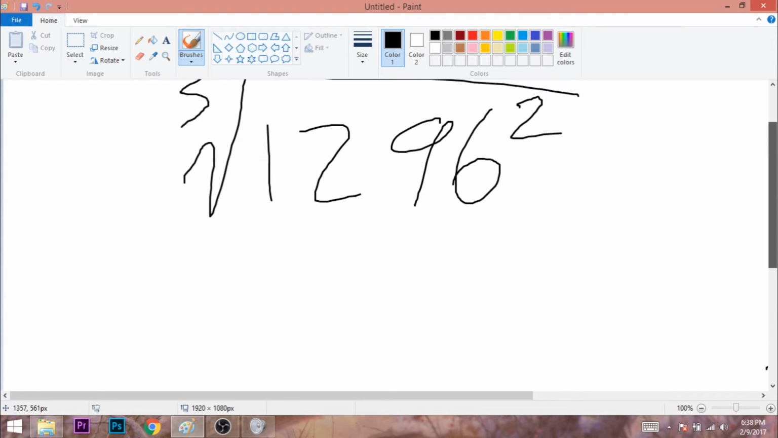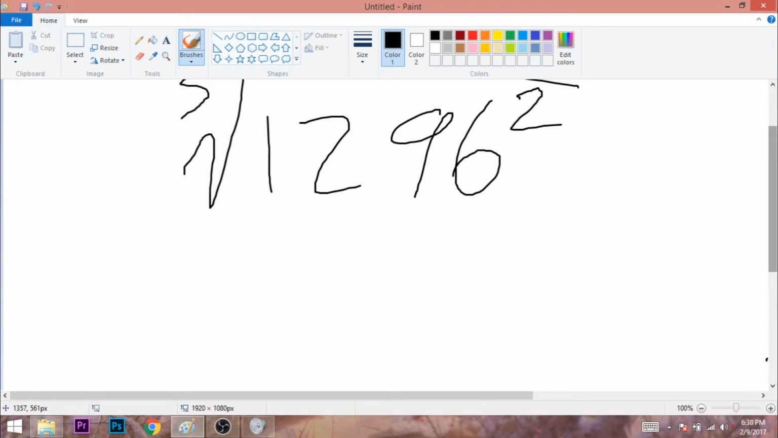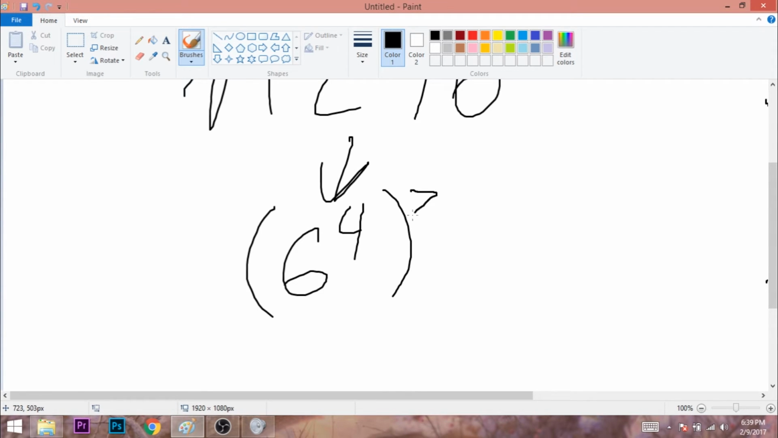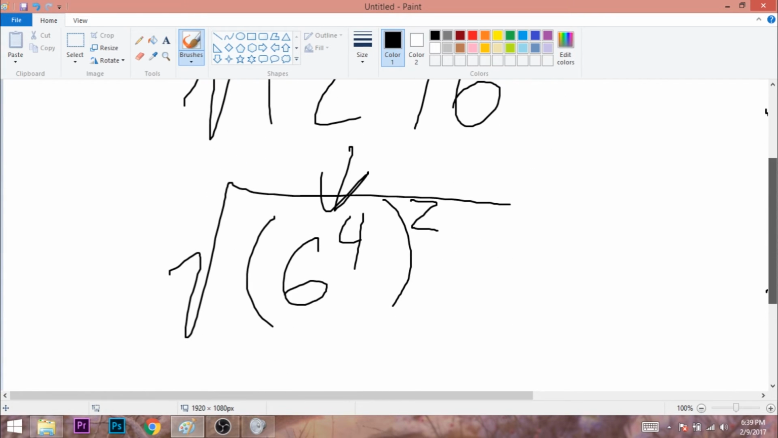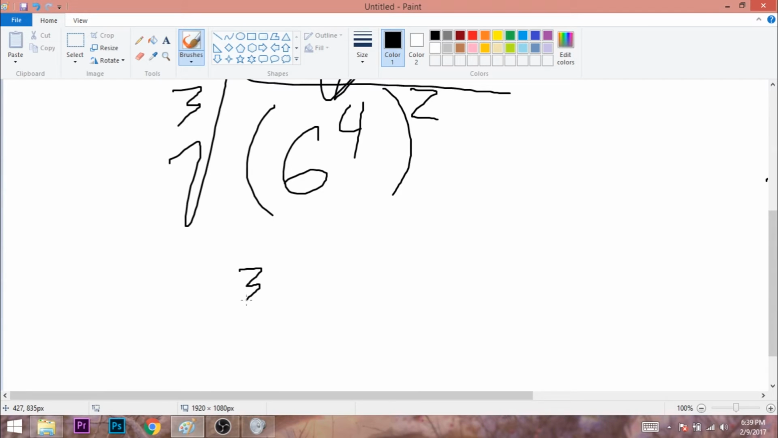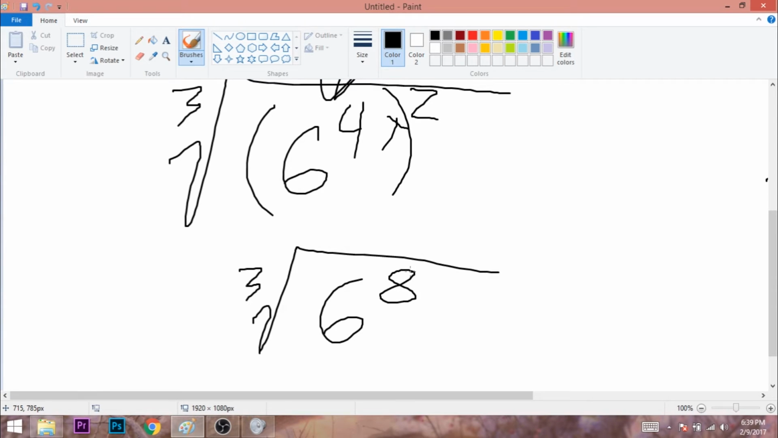Now, for me, I already know the answer. To simplify this, this is essentially 6 to the 4th power, and we still have that 2 on the outside. It is all going to be the cube root of that. So now if you simplify it and you multiply, since it's an exponent to an exponent, you multiply, you'd be left with 6 to the 8th power.